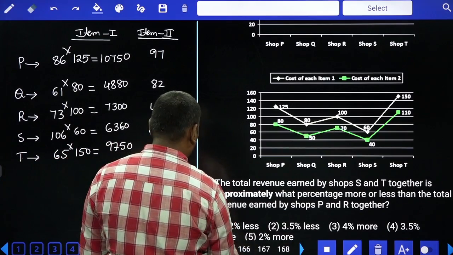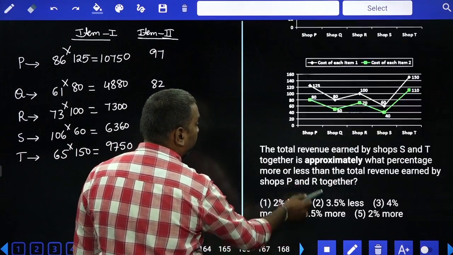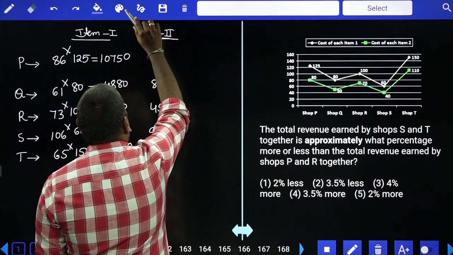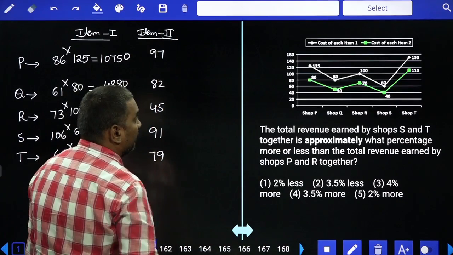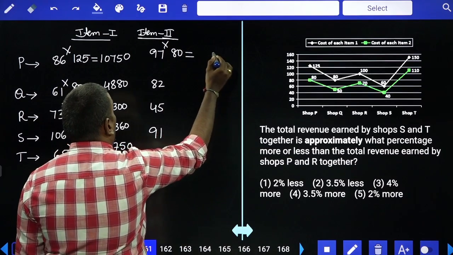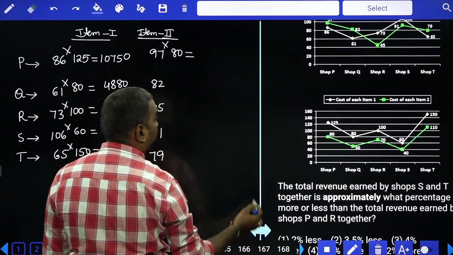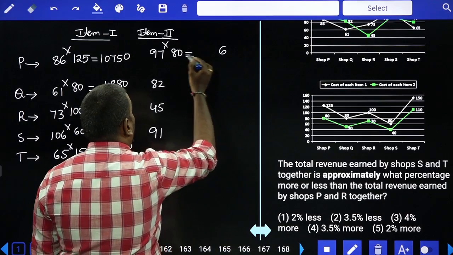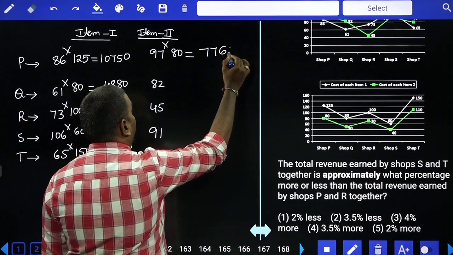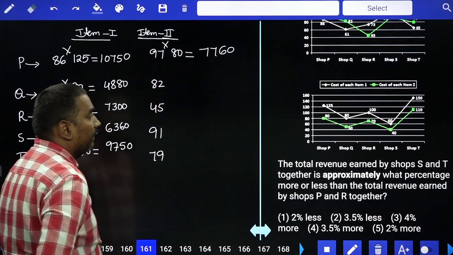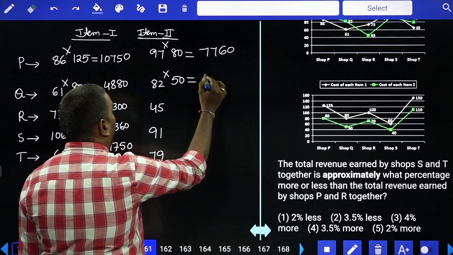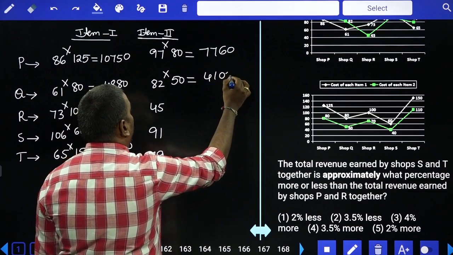Similarly we have to calculate the amount of item 2 also. 97 into 80 rupees. 8 sevens are 56, 8 nines are 72 plus 5, 77, 7760. Next 50 rupees. 82 into 50 is half of 100 times, so 4100.